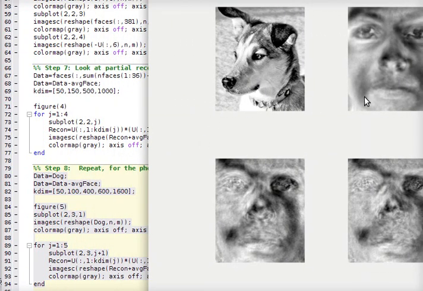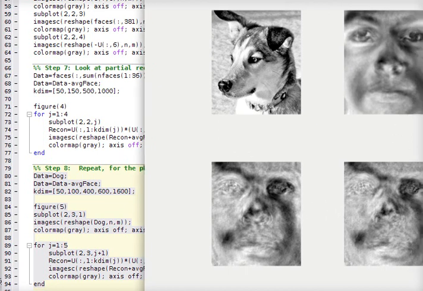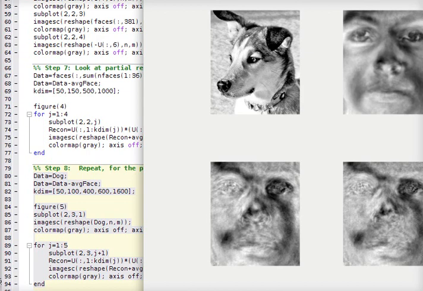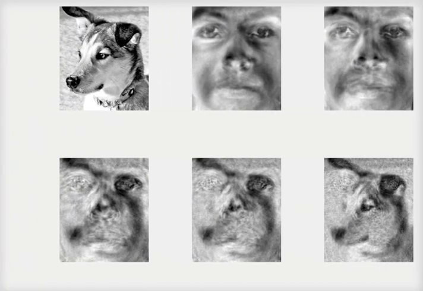Oh, no. Sorry about that. The top here is 50, 100, 400, 600. You can read that too. Okay, so the bottom row is 400, 600, and 1600. So by the time you get to 1600, oh, that's pretty darn close. And you know, that's the image of a dog. All right, so that was fun.